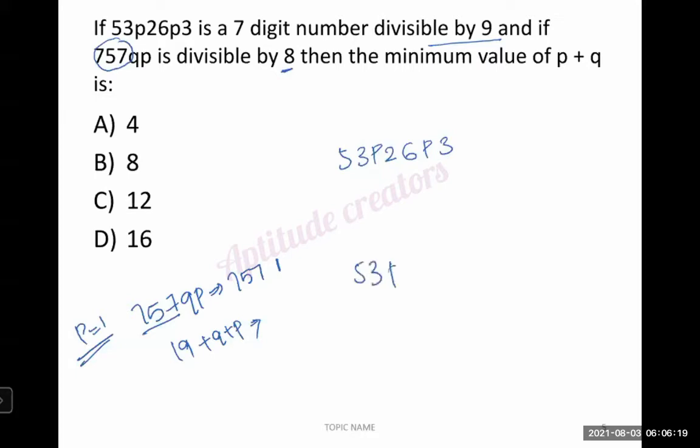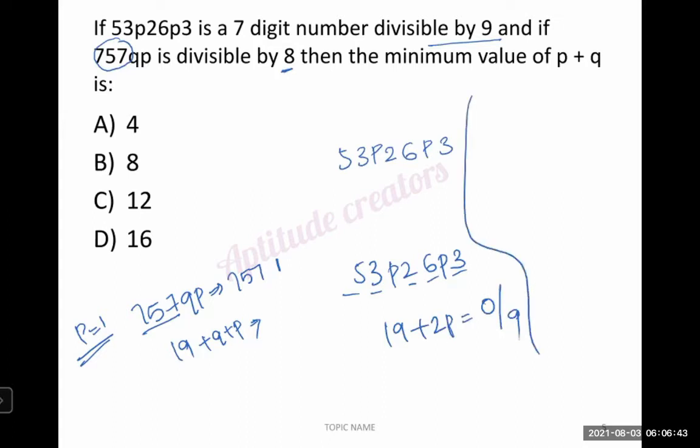5, 3, P, 2, 6, P, 3. Now, what is the divisibility rule for 9? That is nothing but sum of the digits. Now, what is the sum here? 5 plus 3 plus 2 plus 6 plus 3. That is 19. 19 plus 2P is equal to 0 or a multiple of 9. Now here I am assuming P is equal to 1. 19 plus 2 will give the result as 21. 21 is not divisible by 9.